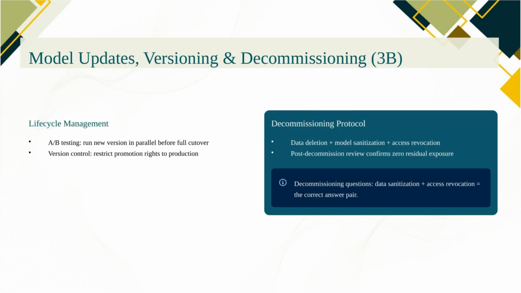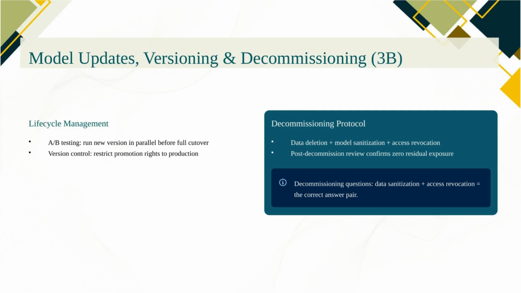Model lifecycle management doesn't end at deployment. Updates need to be managed carefully. A/B testing lets you run a new model version in parallel with the existing one before full cutover, so you can validate the new version's behavior before exposing it to all users. Version control for AI models needs security controls. Not everyone should be able to promote a model to production.